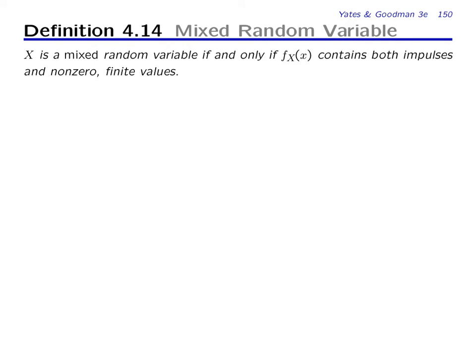Now that we found out that a discrete random variable can be represented as a sum of delta functions, impulses, we're ready to define what a mixed random variable is. A mixed random variable is one that both has impulses, delta functions, at places, and also has non-zero finite values in other places.